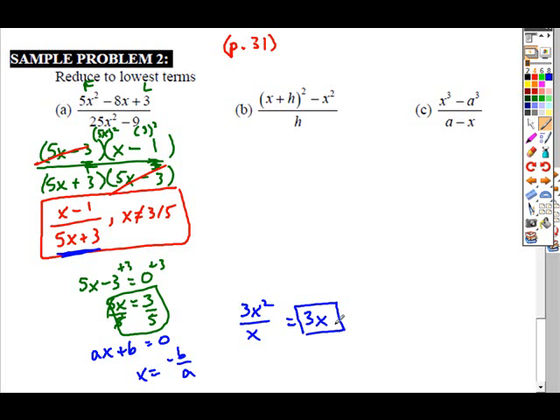Okay, and do you know that in this simplified form? No. Since you don't know it, you would need to include x not equal to 0.